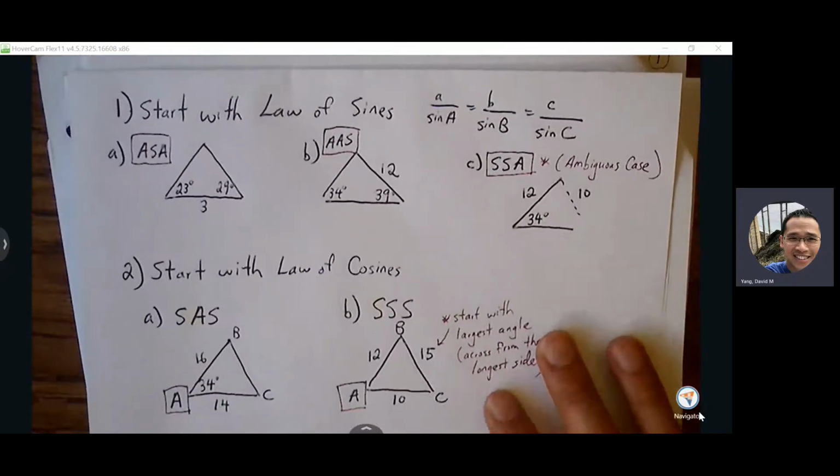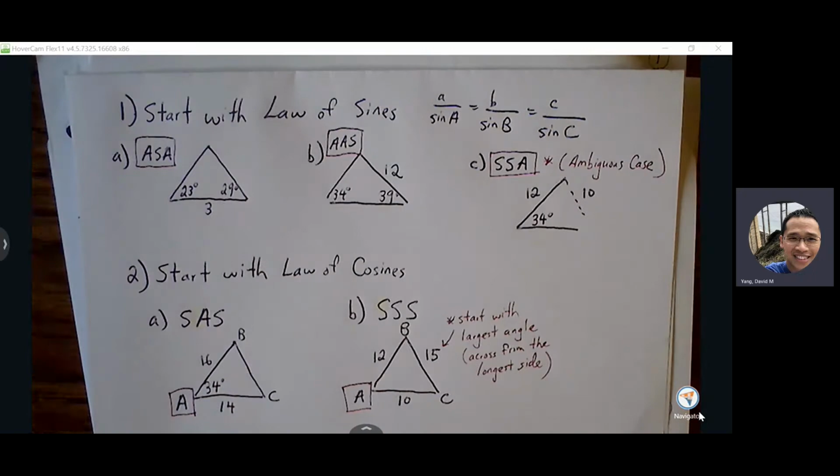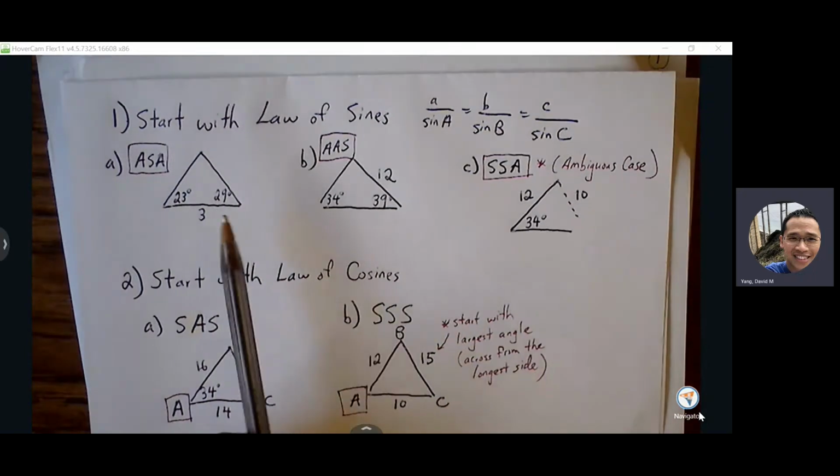Okay, I do want to give a quick overview so that we can have a bird's eye view of all the different triangles and what situations to do with each of these problems. Okay, so when you're looking at a triangle, you're going to be given a couple of options. Okay, so I want to talk about what we've done so far.